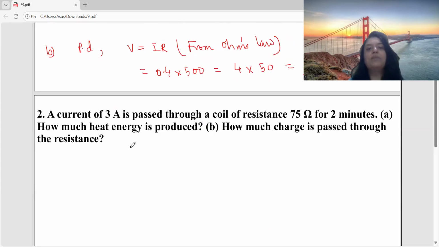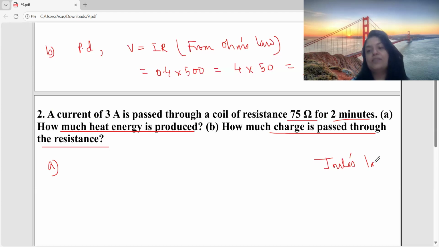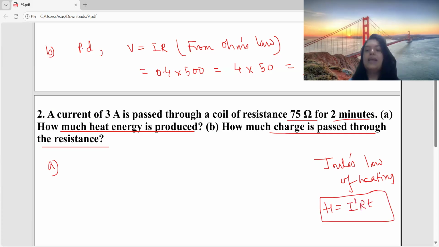A current of 3 ampere is passed through a coil of resistance 75 ohm for 2 minutes. Calculate how much heat energy is produced and how much charge is passed through the resistance. When we talk about heat energy, we have a formula, Joule's law of heating. This also I have discussed, you can go through the video. Joule's law of heating is H is equal to I square RT. H is the electrical energy or the heat energy consumed, I is the current, R is the resistance, T is the time.